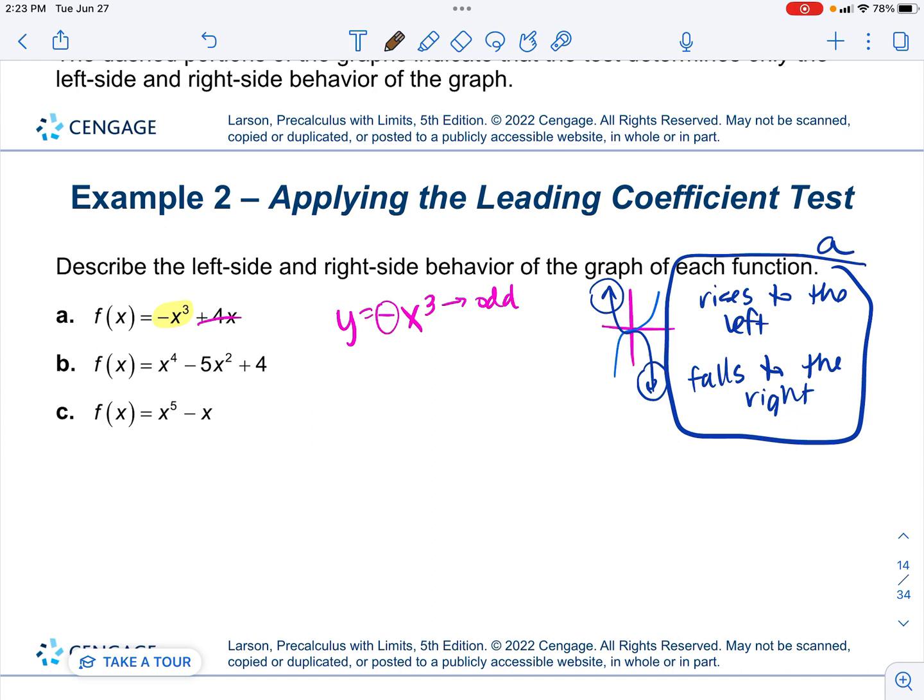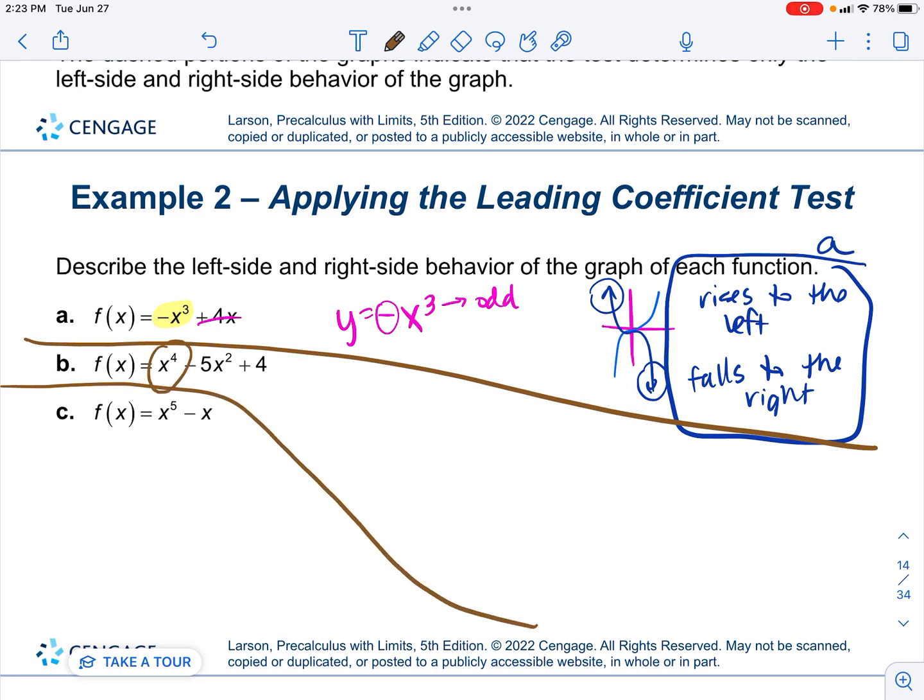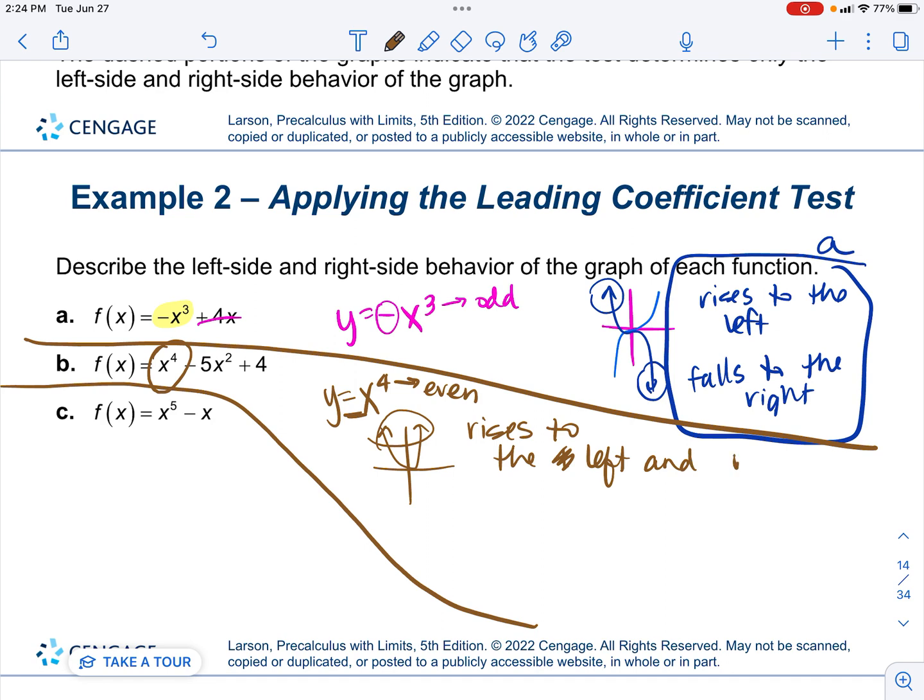All right, part B. Now I'm looking at x to the fourth. I look at my term with the biggest power. X to the fourth, we're talking even, so my arrows will both be up or both be down, and it's a positive a. So that means it's an even function, looks like a parabola. It's up because a is positive, so we're going to say rises to the left and right.